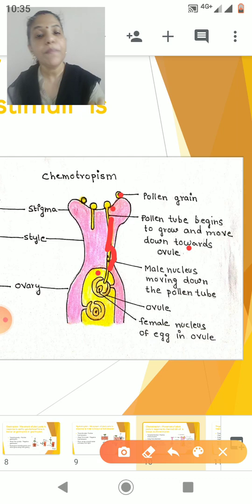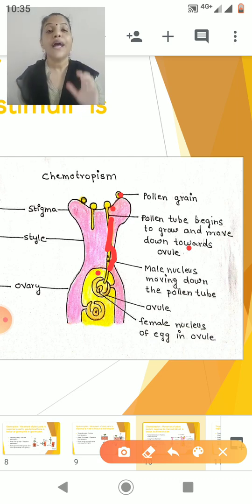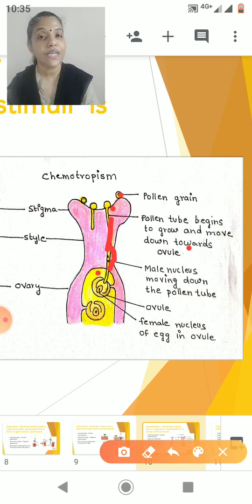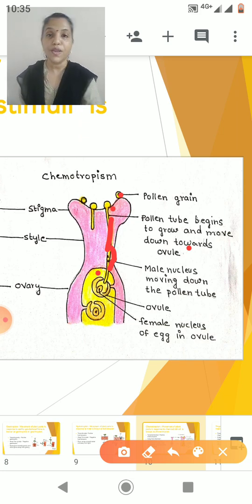Students, the detailed part of this fertilization and formation of a fruit we will study in reproduction in living organisms, where you will study plant reproduction and animal reproduction. So this is an example of chemotropism. The movement of the pollen tube to the ovary is an example of chemotropism. Positive chemotropism rather.